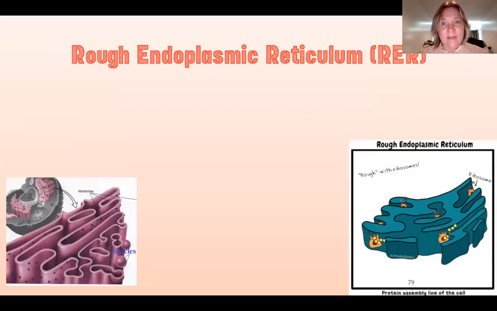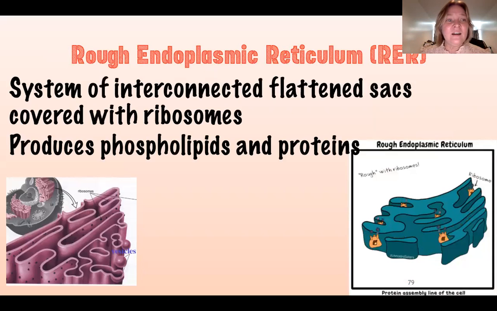The rough and smooth ER have different functions. So the rough ER is a system of interconnected flattened sacs that are covered with ribosomes. Their function is to produce phospholipids and proteins. You can always find the rough ER directly surrounding the nucleus, which you can see from this diagram here, where the nucleus is right here, and surrounding right outside of the nucleus is the rough ER.